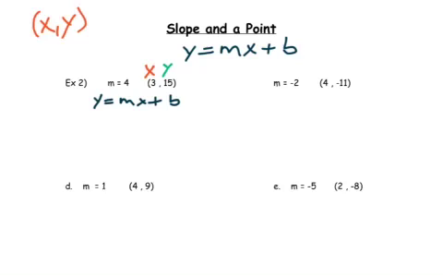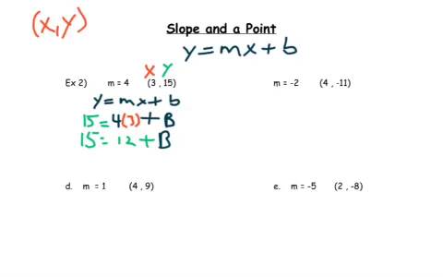Y is 15. M, they tell you, is 4. They tell you what m is. It's right here. There's m. X is 3, because I get that from my ordered pair, so times 3. Plus b. I'm just going to make that a capital so you don't think that's a 6. So capital B. So go ahead and do your math. So 15 equals 12 plus b.